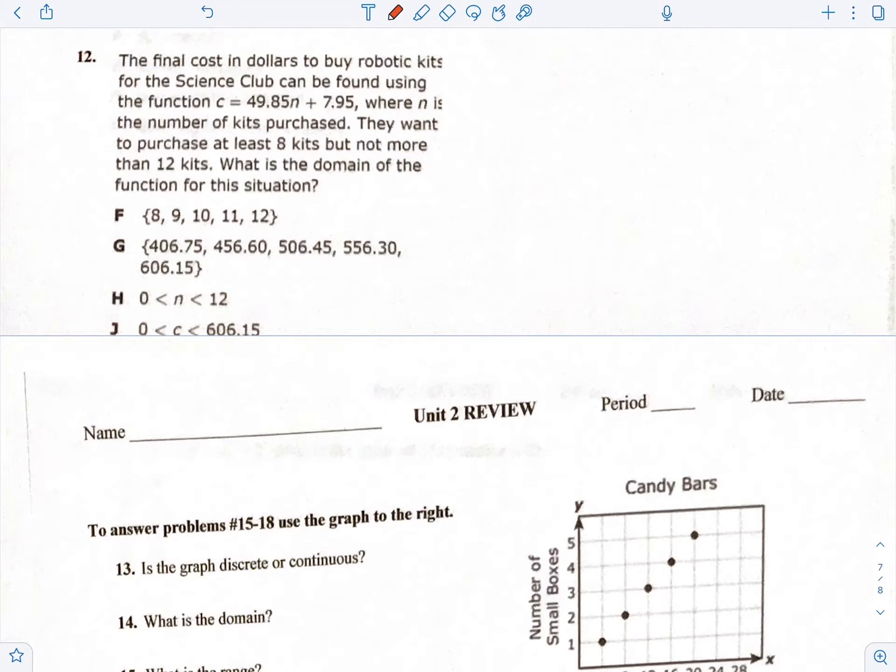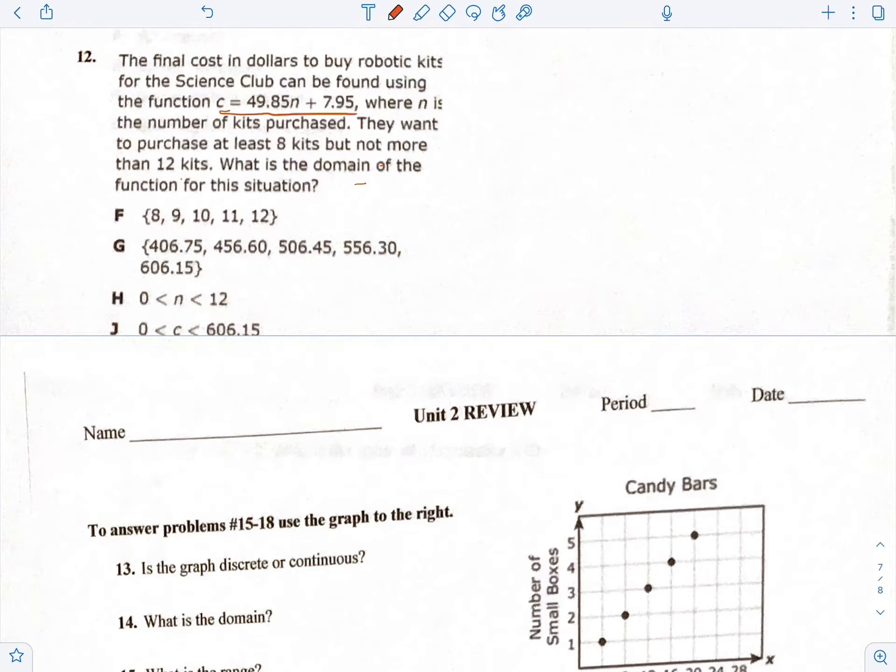All right, now to wrap up, it says the final cost in dollars to buy robotic kits for the science club can be found by using the function C equals 49.85n plus 7.95, where n is the number of kits purchased. They want to purchase at least 8 kits, but no more than 12 kits. What is the domain of the function for this situation?